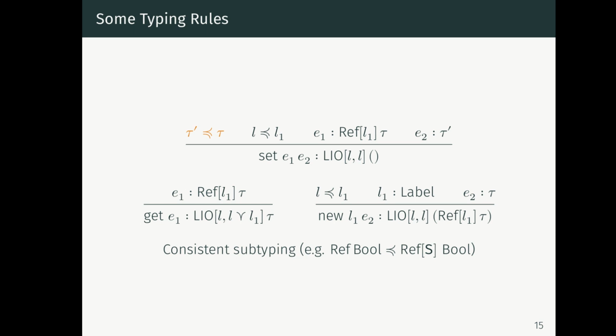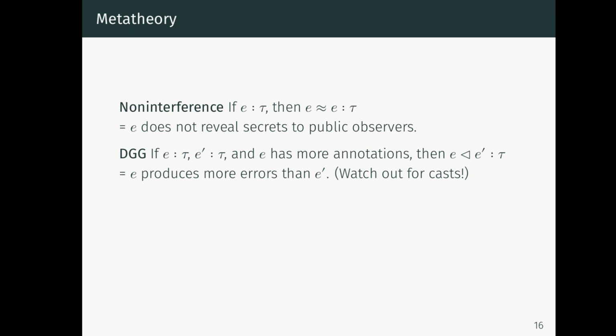Importantly, the casts induced by subtyping never modify the labels, which is why GLIO manages to enforce the dynamic gradual guarantee. We have managed to prove both non-interference and the dynamic gradual guarantee for GLIO. And both of these results are formulated in a typical logical relation style. For non-interference, for instance, the logical relation at function types guarantees that a program does not reveal secrets to public observers.